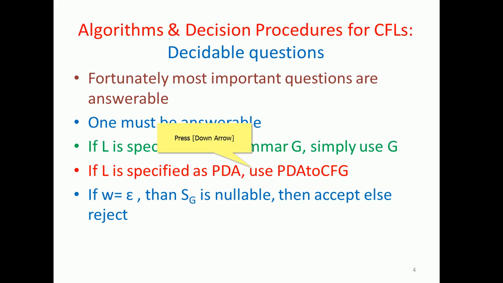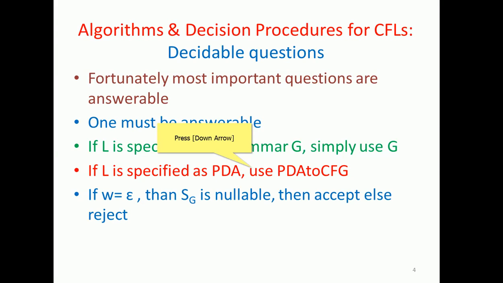So if w is equal to epsilon, where w is a string which is to be accepted by the language L, then S of G is nullable, right? That is the grammar. Null level is empty. So w is a certain string which will be accepted by the language L, so that is nullable. Then accept, else reject. If it is nullable, then accept, otherwise reject it.